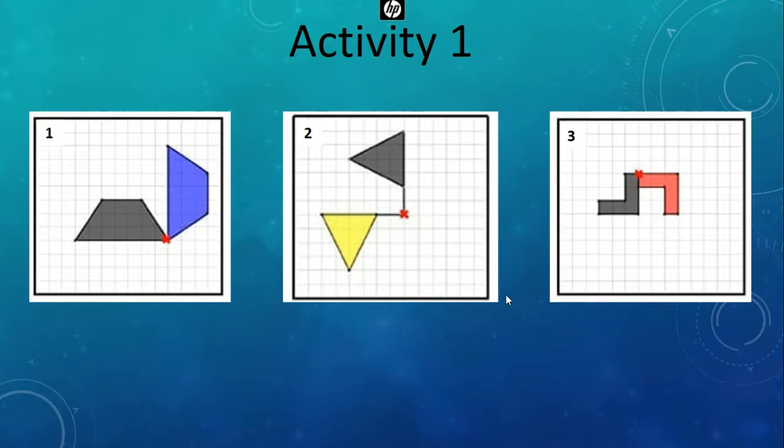I'm going to get you to pause the recording here, and I would like you to say the angle of rotation and the direction of rotation from the coloured shape to the grey shape. Coloured shape to the blue shape. So for the yellow one, the yellow one to the grey one. And in question 3, the red shape to the grey shape. Okay, pause it and have a go. There's 3 more on the next slide.